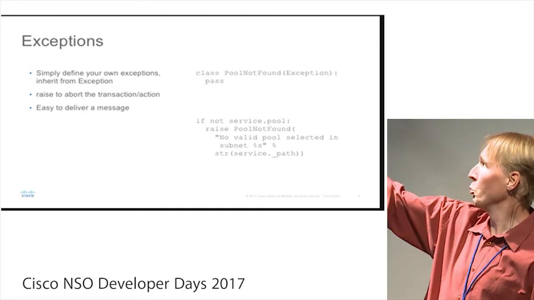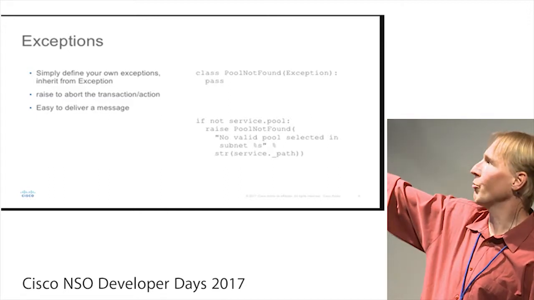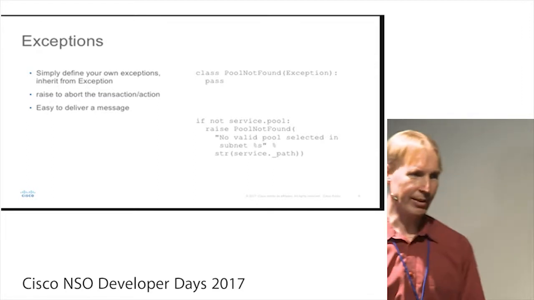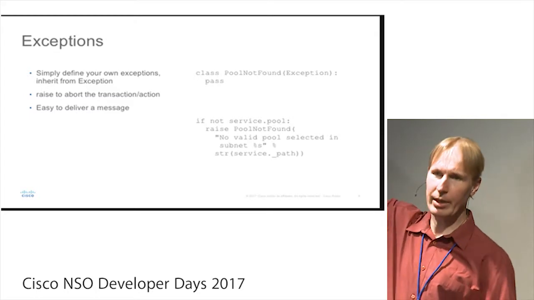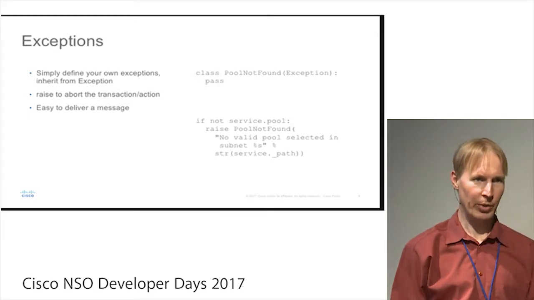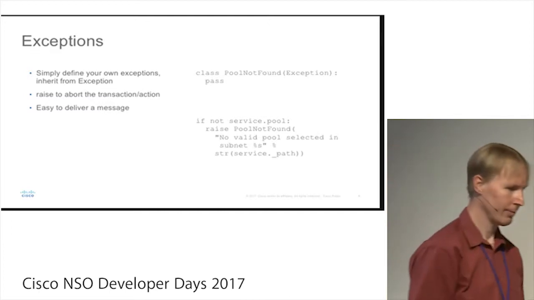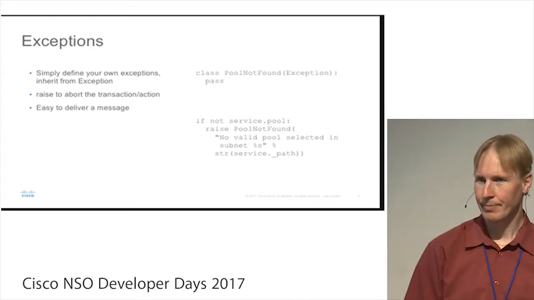You say class PoolNotFound is the type of exception, with nothing in it. Then you can just say raise on this one and give an error message. So it's really convenient and easy to throw error messages to the user. This message will now come up in the face of the operator when he's trying to commit something and something is wrong with his config, and he will say no. Make sense?